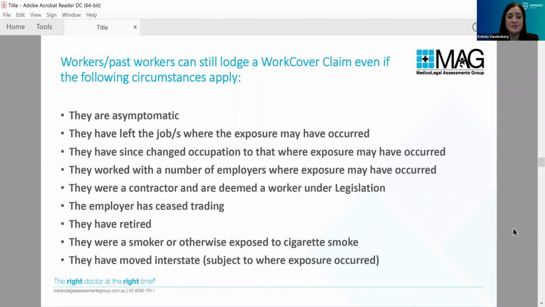If the employer has ceased trading, if they're retired, if they were a smoker or otherwise exposed to cigarette smoke. So that's relevant, for example, if someone's been exposed to benzene, a chemical. I've come across an IME and an agent who said, well, he smoked cigarettes, he must have got whatever the condition was from that, not from benzene at his work. And even if they've moved interstate, you've also got to consider a few parameters about that. If, for example, they were exposed in Victoria, for the employer's connection to Victoria, even though they've moved interstate, they can still put in a Victorian WorkCover claim.